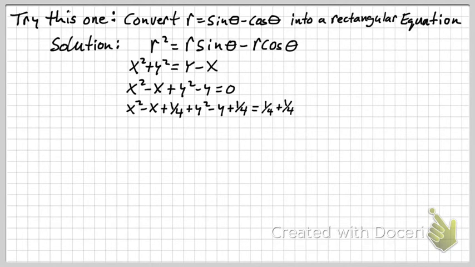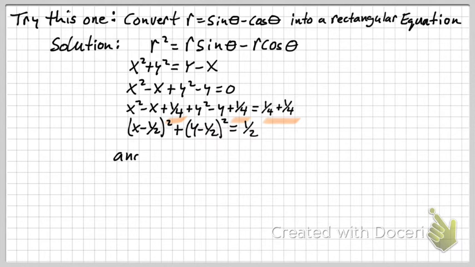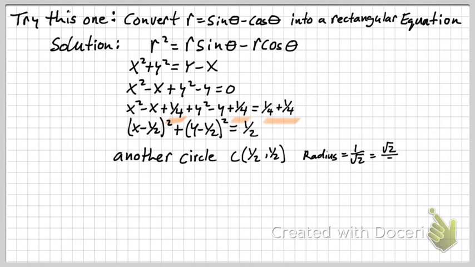All right, so to complete the square, I've got this guy and this guy, so I have to also add them on this side of the equation. And then after I complete the square, I can mess around with this guy again, and I see that it is probably another circle, maybe an ellipse. It is another circle. Its radius is the square root of 1/2, which is √2/2, centered at x equals 1/2, y equals 1/2.